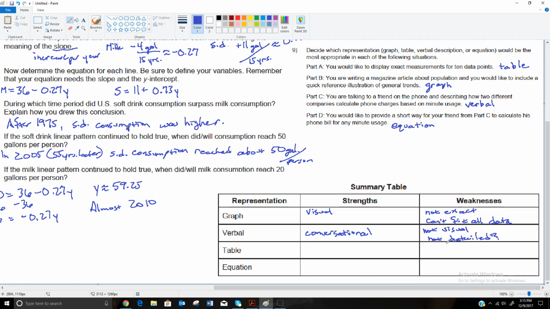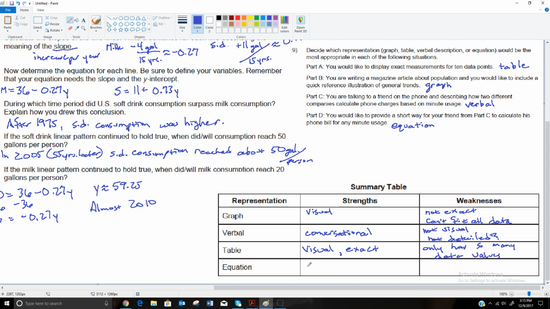So it might be hard to describe all the detail if it gets at all complicated. A table, again, is sort of visual, and it has some exact values, but its weakness is it can only have so many points. So you can't say, I'm going to make a table that has all the different possibilities in a lot of cases, because it would either be too much or it's infinite. So you can only have so many data values on it. That's the biggest drawback to a table.